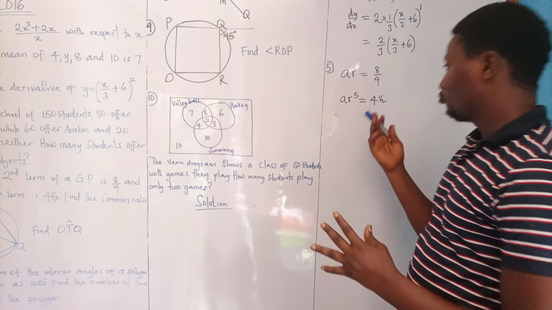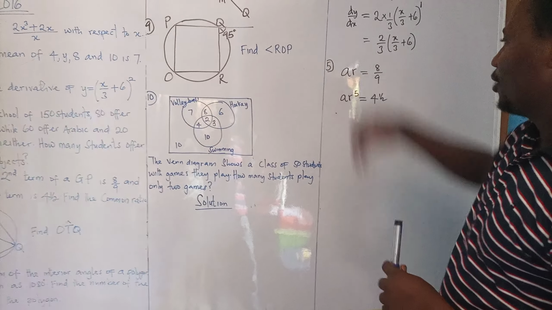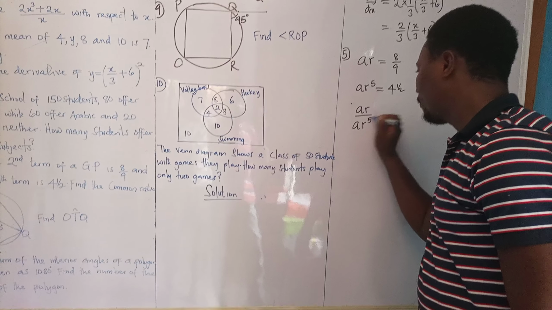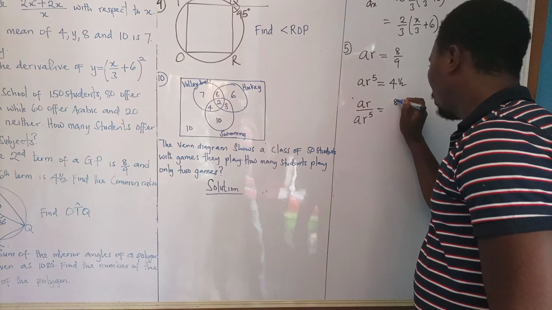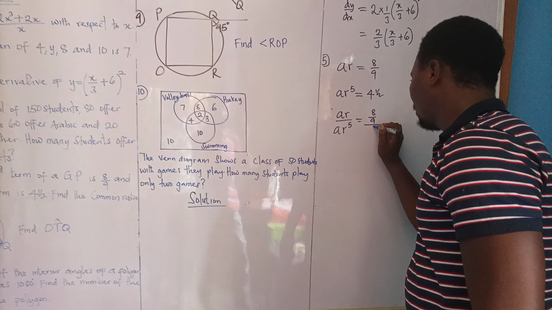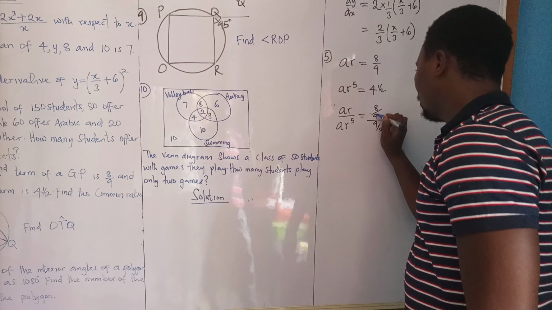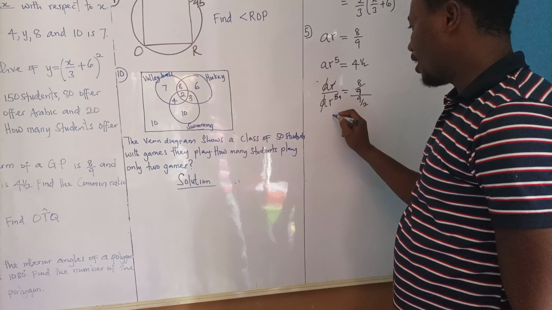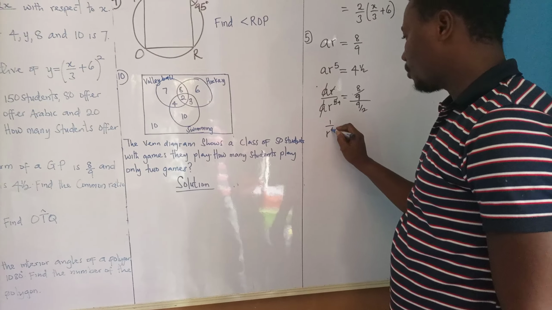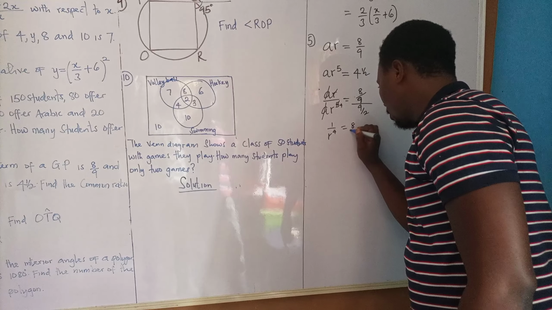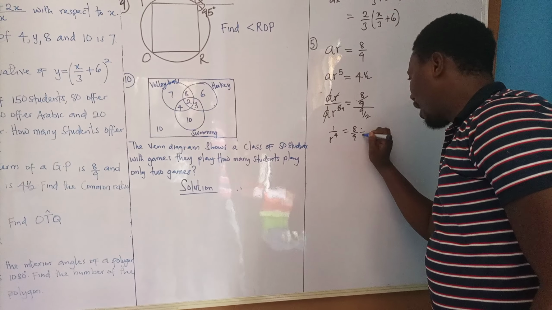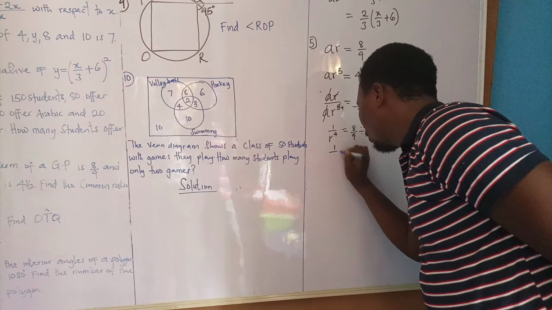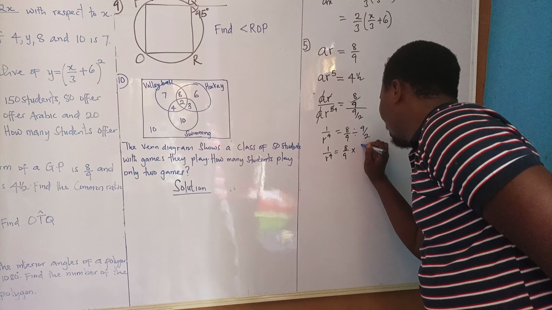So from here, we are looking for the common ratio. We can take the ratio of the two equations: ar divided by ar raised to power 5, which is the same thing as 8/9 divided by 9/2. So this a is gone, r goes into r to the power 5, and that is 4. So we have 1 divided by r raised to power 4 to be equal to, now we can simplify this, 8/9 at the numerator, divided by 9/2. So 1 over r raised to power 4 will be equal to 8/9 times 9/2.